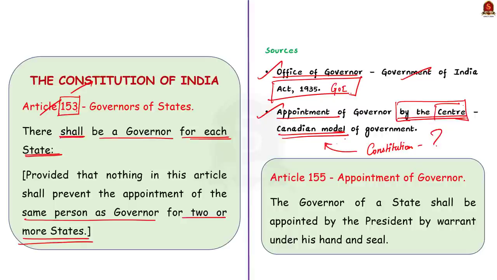Now, coming back to the appointment of the governor, Article 155 deals with the appointment of governor. It says that the governor of a state shall be appointed by the president by warrant under his hand and seal. Now, this is the appointment. Governor is appointed by president by warrant under his hand and seal.